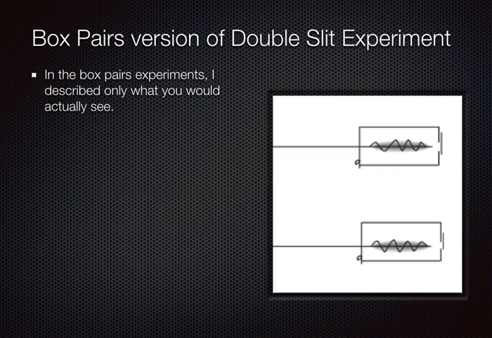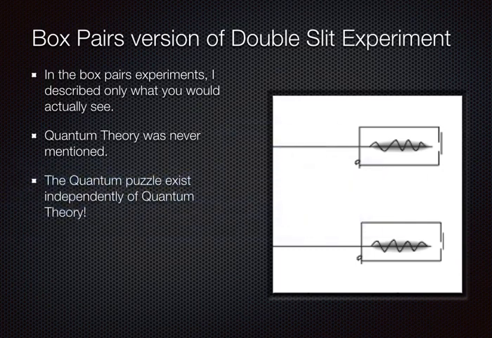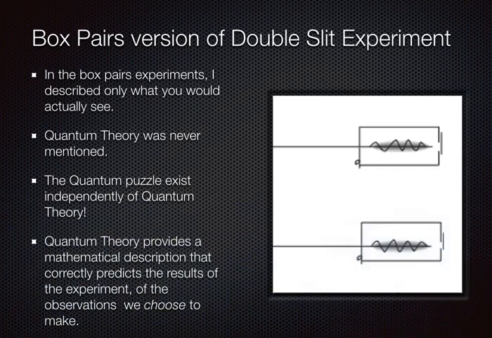Now, quantum theory actually explains it mathematically. Quantum theory was never mentioned this whole time. I'm just telling you what happens. The quantum puzzle exists independently of quantum theory. This is important because whether it's evolution, or the Big Bang theory, or superstring, you have the theory trying to tell you what may happen. No, this is what happens, and the theory explains what actually happens. Quantum theory provides a mathematical description that correctly predicts the results of the observations we choose to make.